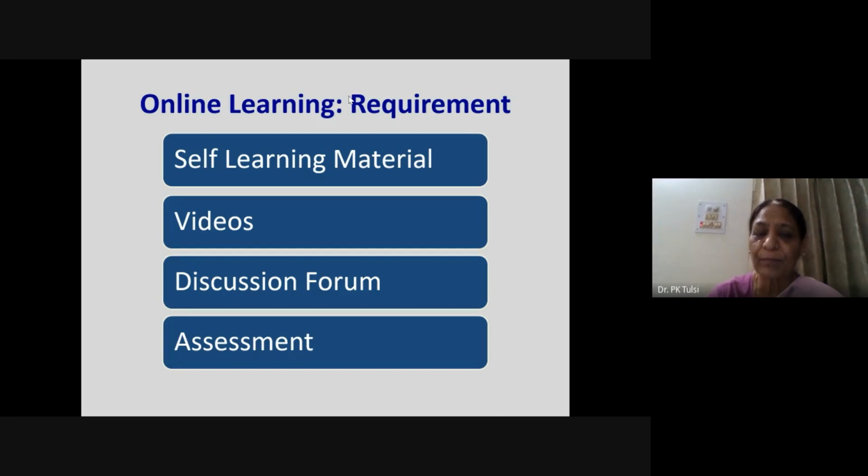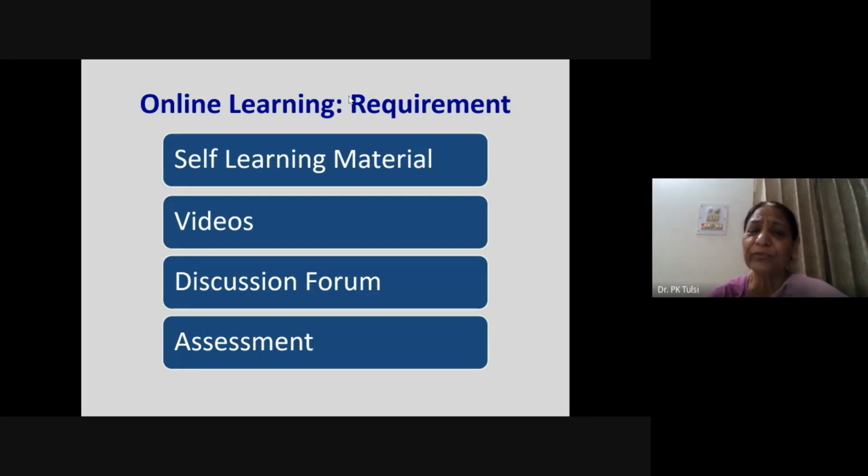Each program or course or module consists of a discussion forum where the learners can post questions and enter into discussion with other peer members, or with the coordinator of the program or the experts if they are involved in the program. And the fourth component of online learning is the assessment, which includes both formative and summative assessment. We'll take up this component in another session, so I'm not focusing on it.